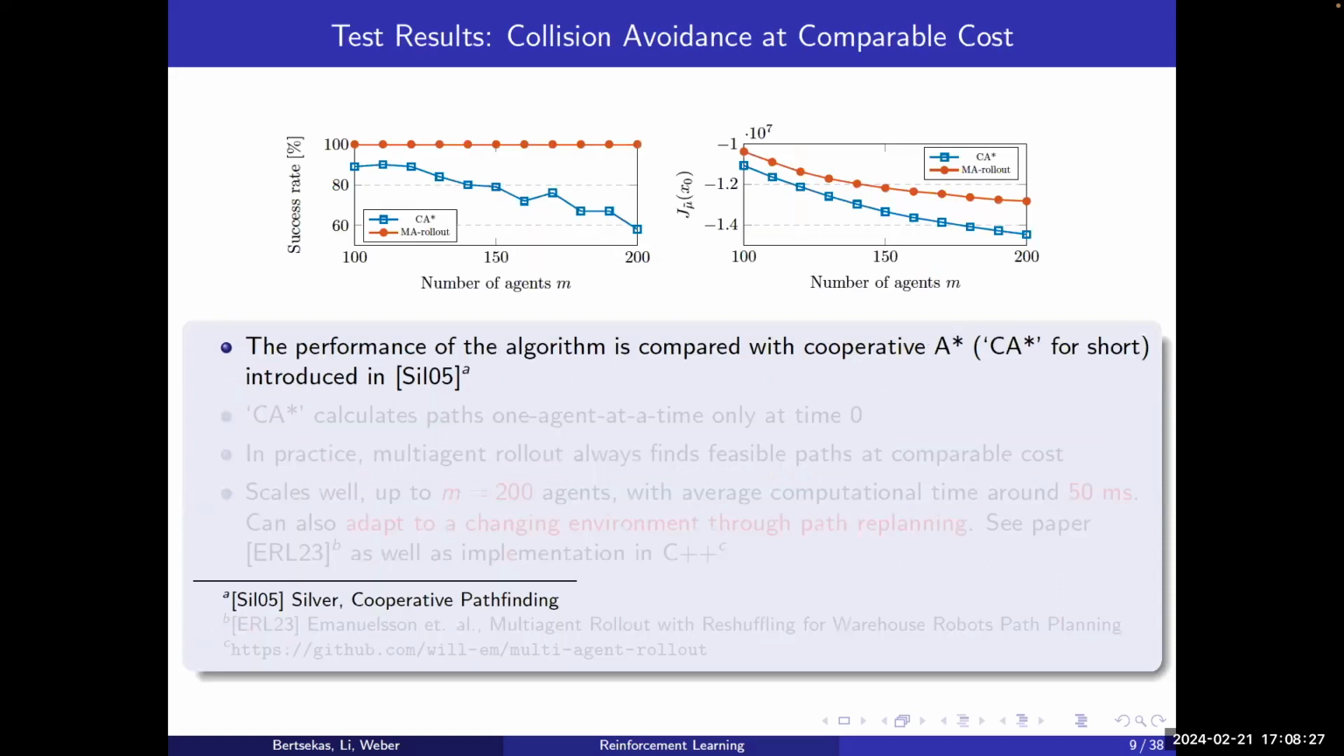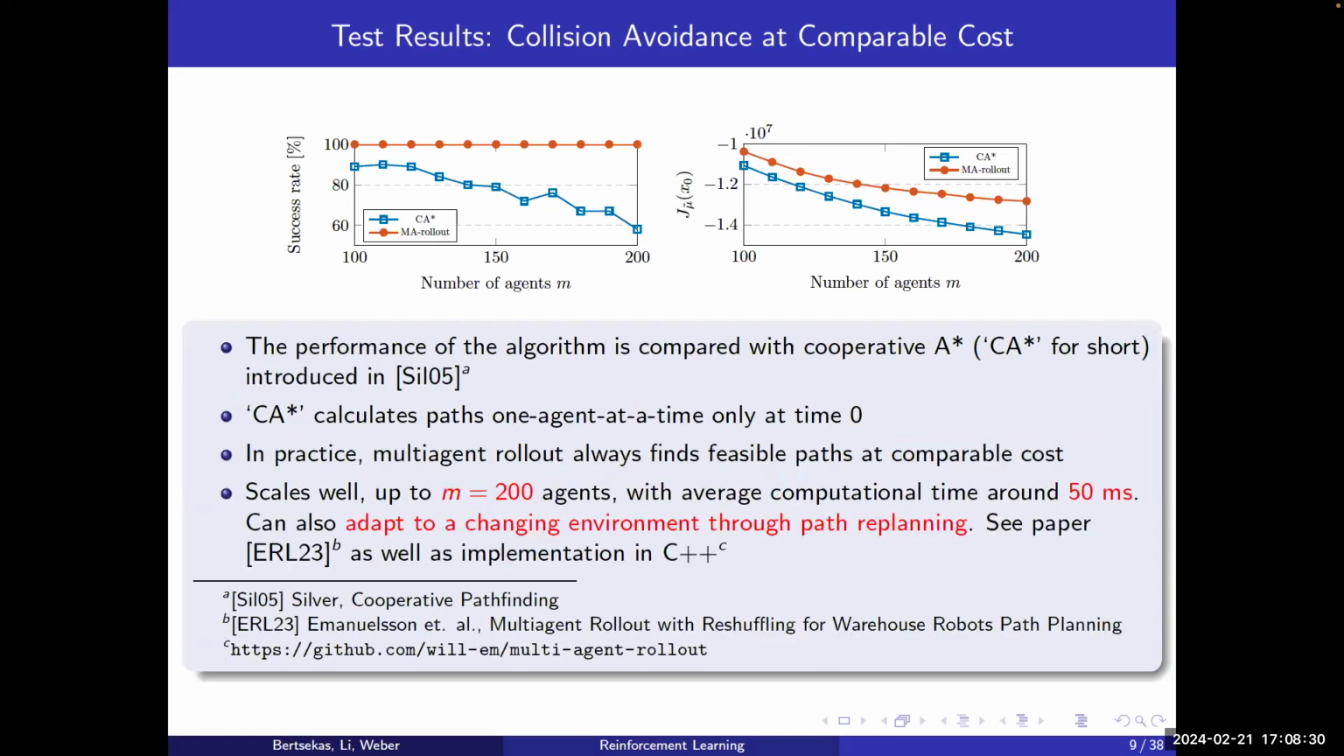Yes, please. Yes, this slide. So on the left picture, where you said multi-agent rollout always has 100% success rate, is it saying that you try every possible reshuffling order? No. What I mean is, I think the resolution is 10, which means we try 200, or I don't remember precisely, but several hundred tests in total. And we find among the several hundred tests, multi-agent rollout always finds feasible paths.